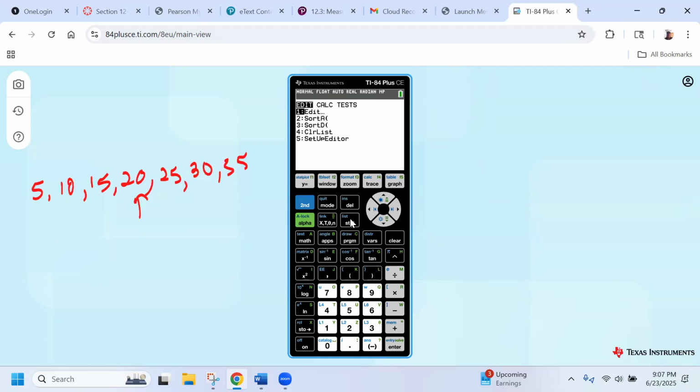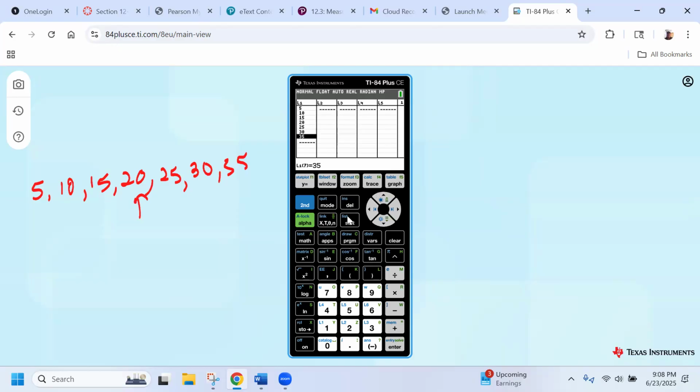Stat, edit 1, or enter. If you want to clear out data, go up into the box above, press clear, then enter. That clears it all out. Then let's enter our data. We've got 5, 10, 15, 20, 25, 30, 35. Down arrow, up arrow.